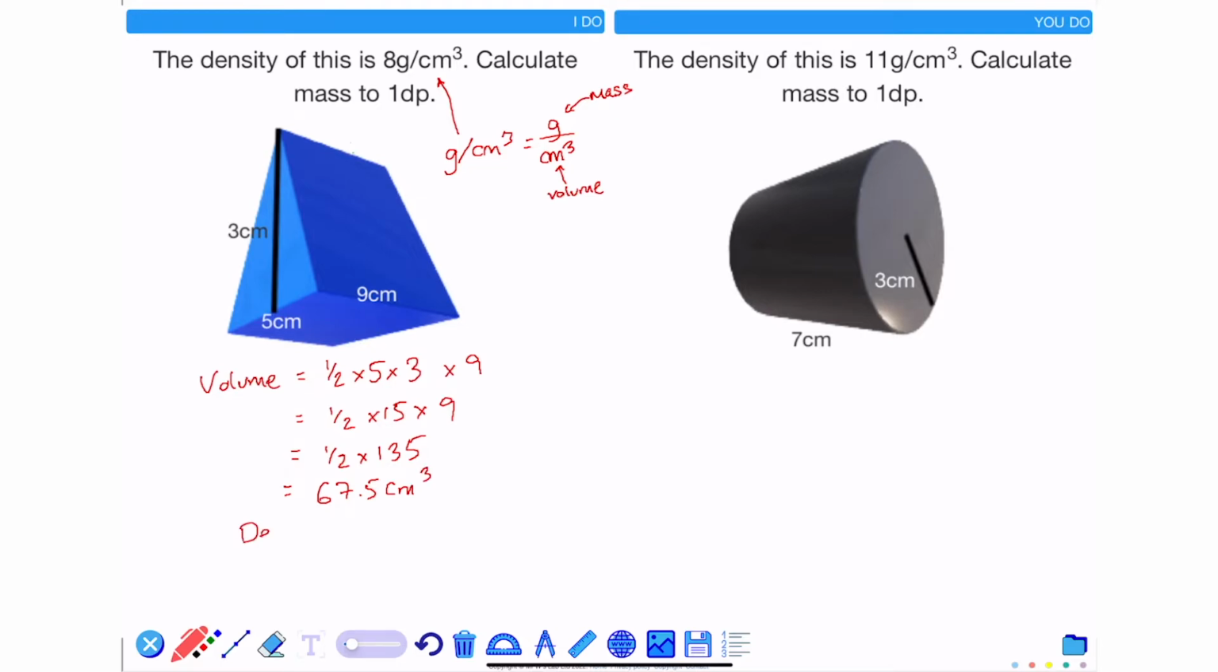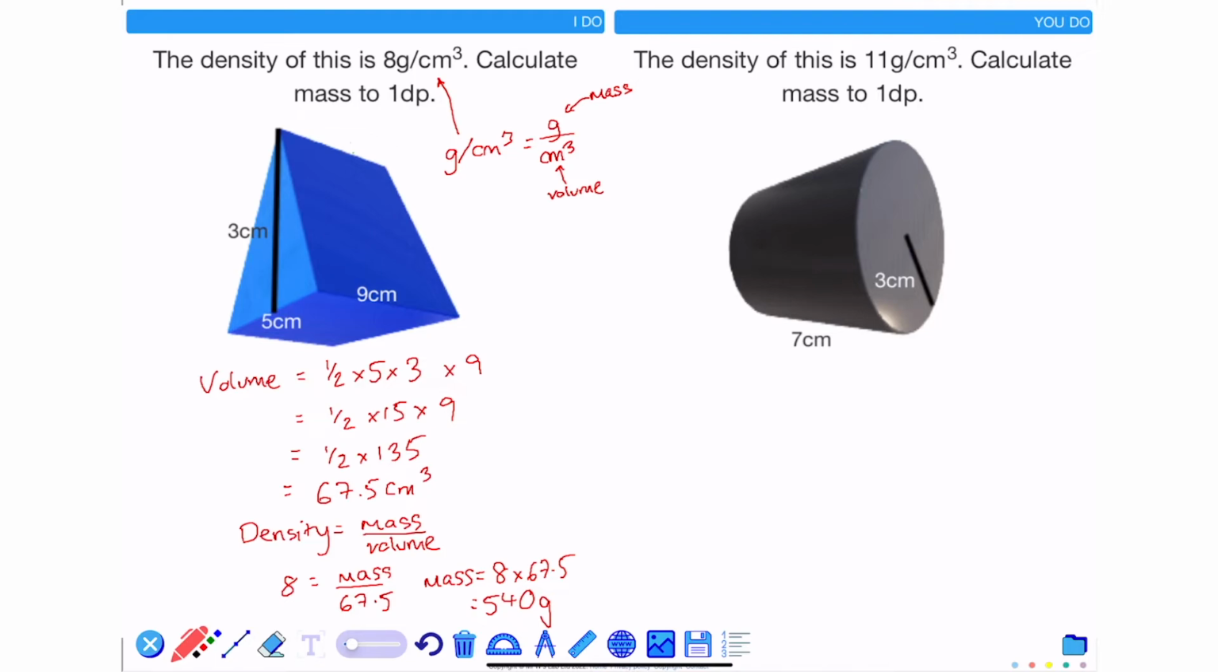So knowing that the density is equal to the mass divided by the volume, and substituting in the information I know, that 8 is equal to the mass divided by 67.5, I can see that to calculate the mass, I multiply 8 by 67.5 and I get 540. Because density was grams per centimetre cubed, this will be measured in grams.